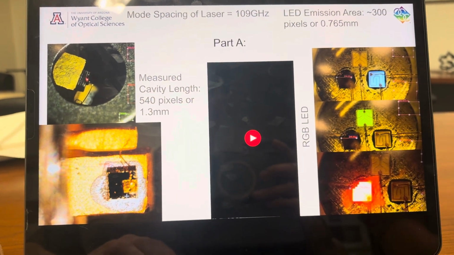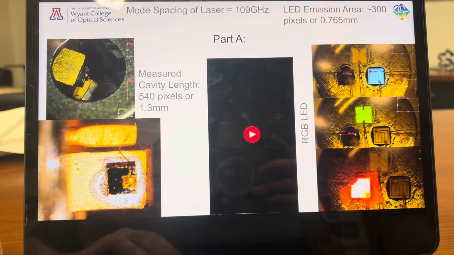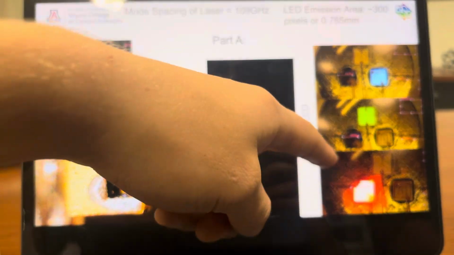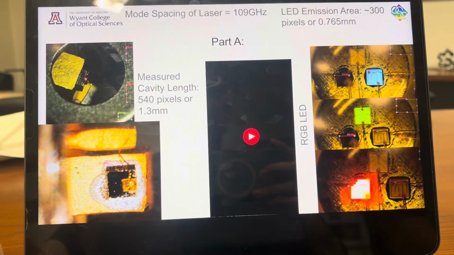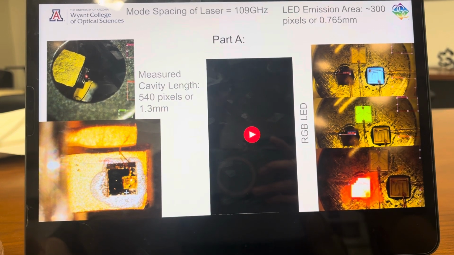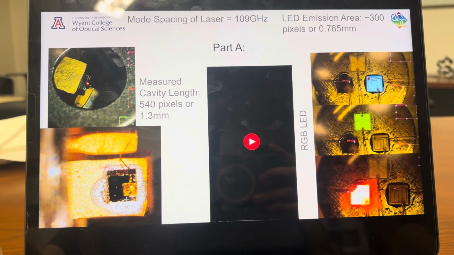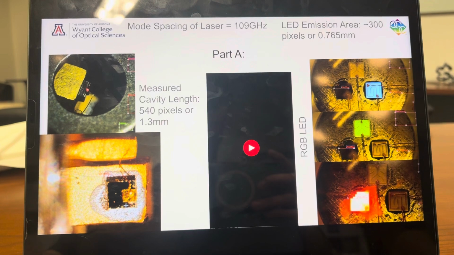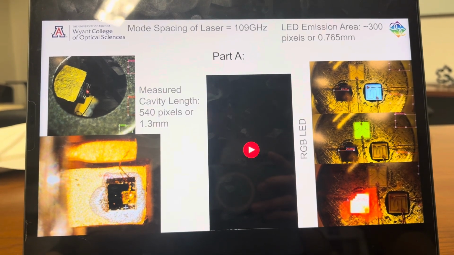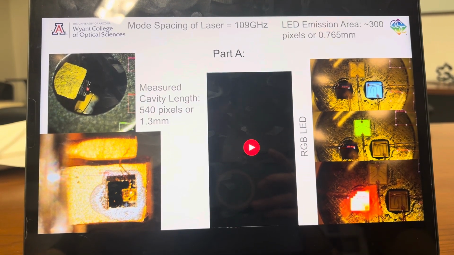So for part A, we had a bunch of photos that we had to output. So these are our LED emission at the different colors, red, green, and blue. We calculated our LED emission area to be around 300 pixels or 0.765 millimeters for all three.